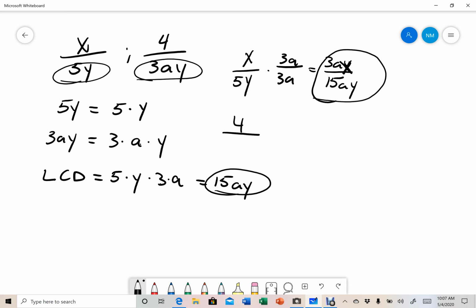Now let's do 4 over 3ay. Okay, so I look at my denominator that I have, 3, I have a, and I have y. The only thing I was missing is 5, so I'm going to multiply this by 5 over 5. That gives me 20 over 15ay. So my new fractions then are 3ax over 15ay, and then 20 over 15ay.